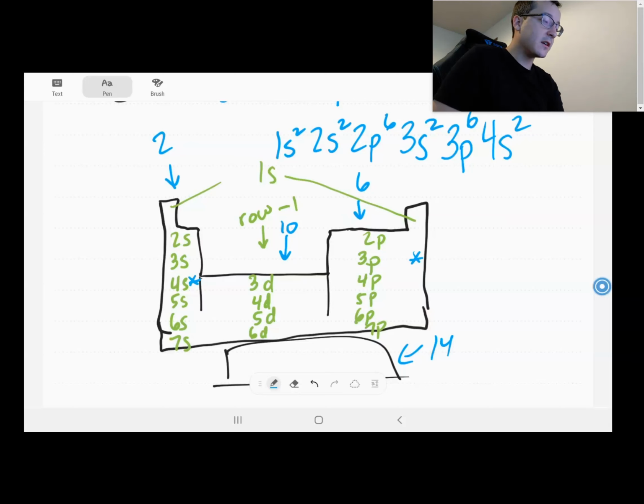So that 2 on top tells us we've gone through both elements in the S block. The 6 on top of the P's tells us we've gone through all 6 in the P block.